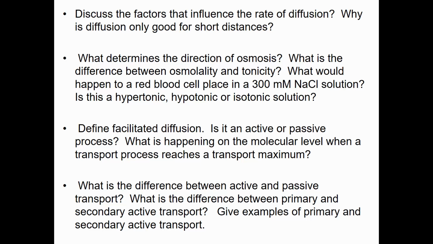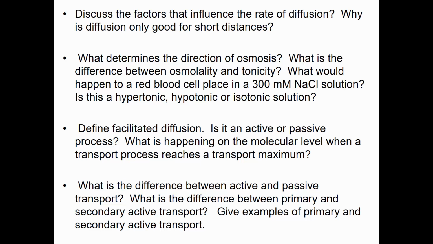Then we're going to move on to facilitated diffusion. Facilitated diffusion is still a passive process because you're using a gradient, but you need a transporter to help the substance get across the cell. So it's not really diffusion because facilitated diffusion can saturate. It can reach a transport maximum, and so that makes it not really diffusion, even though it's called facilitated diffusion.